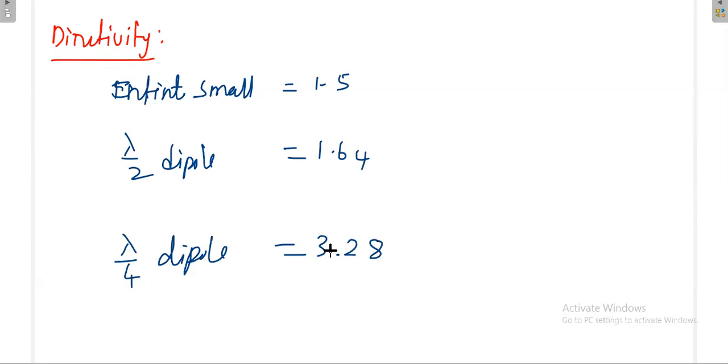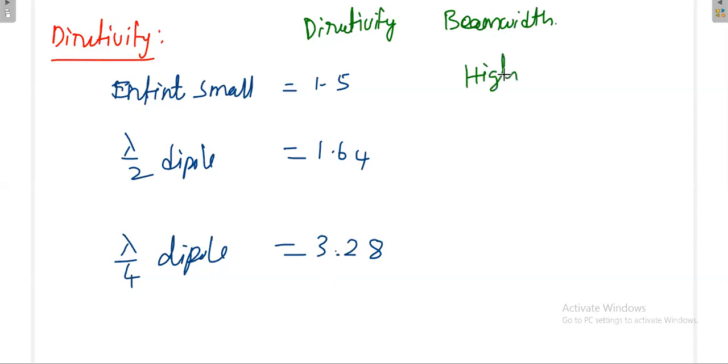Lambda by 4 you are telling, that means you have not understood the concept. This is directivity. For Hertzian dipole, if directivity is higher, the beam width will be low. So why are you saying it the other way around? Okay, so which antenna will have more beam width? The beam width of the first one is very, very high. For this the beam width is very, very low. Here the beam width is moderate.